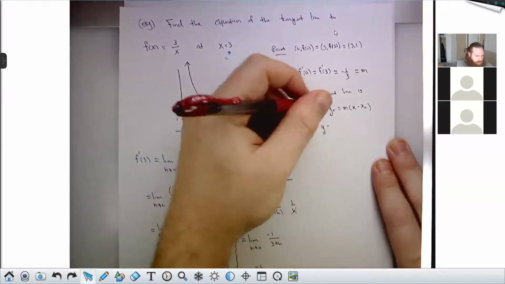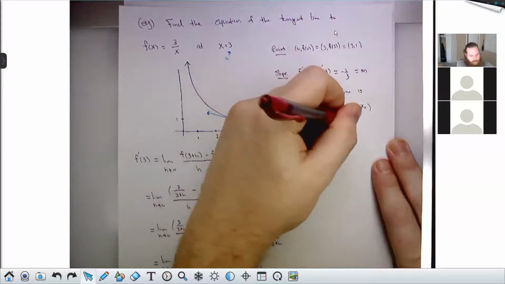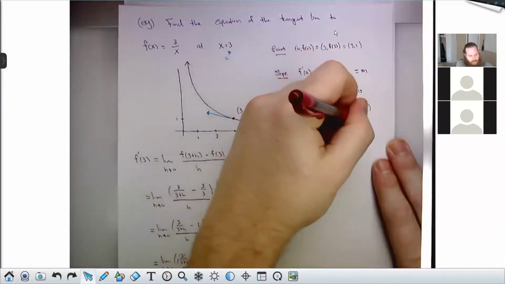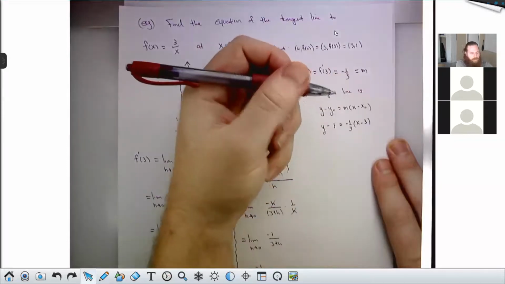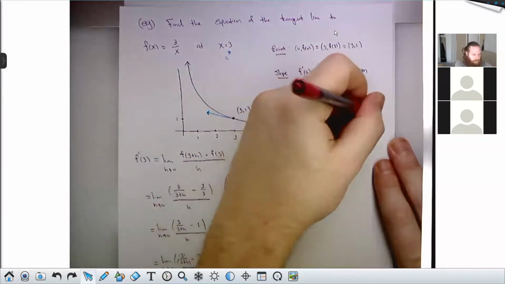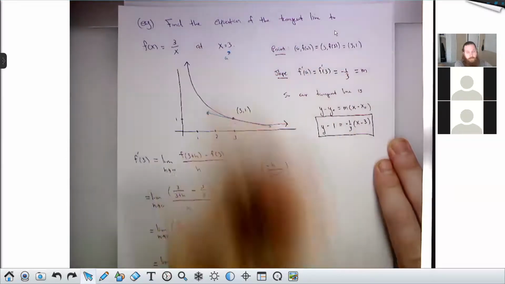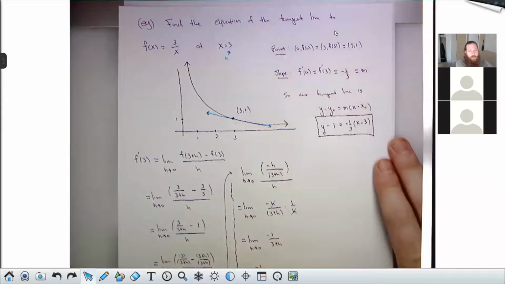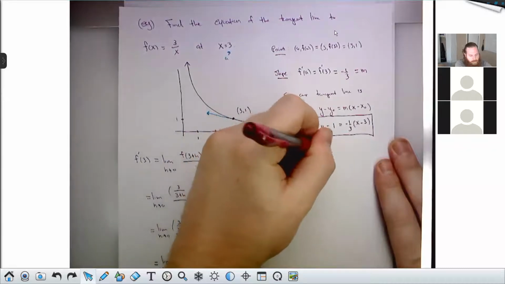So this is y minus 1 equals negative 1/3 times x minus 3. And that's it. That is your tangent line. Now, if you want to, you can put this into slope-intercept form. You can put this into y equals mx plus b. You don't have to. There's no real reason to, unless for some reason you're curious about the y-intercept. But if you wanted to do that, you could, and that would look like this.